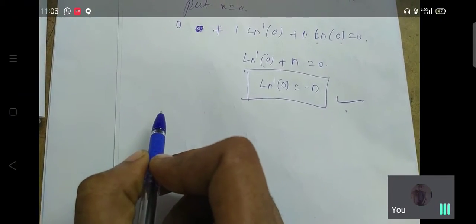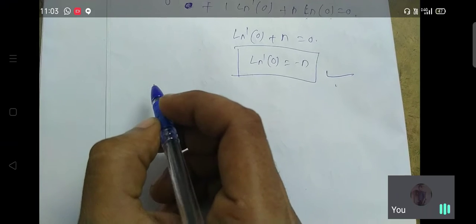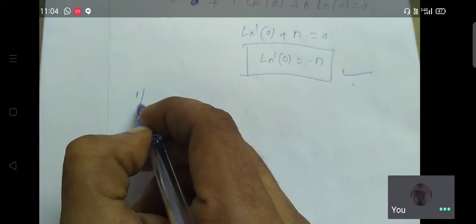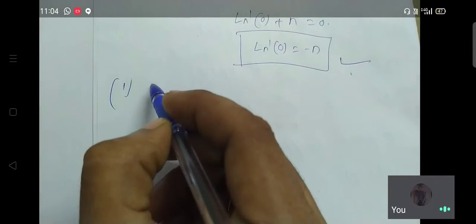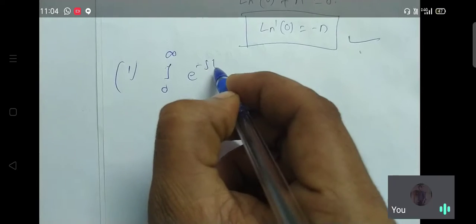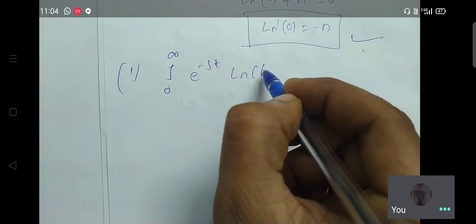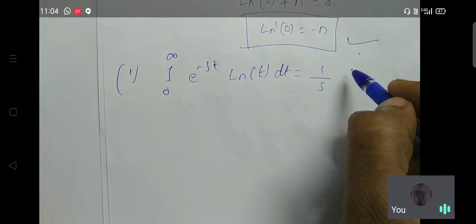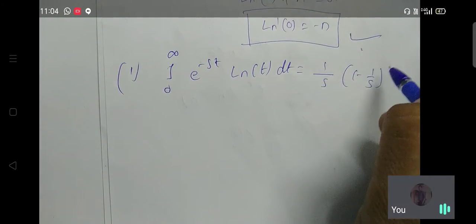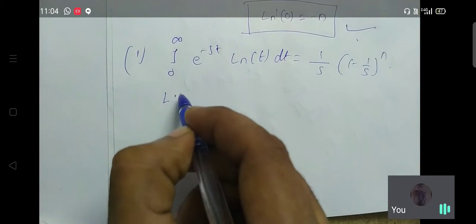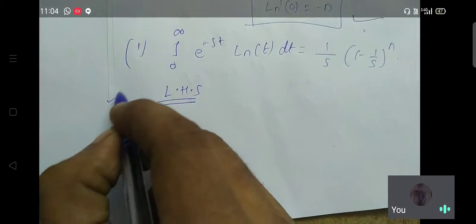So let's solve one more problem based on the Laguerre polynomial. Show that the integral from 0 to infinity of e^(-st) Ln(t) dt is equal to (1/s)(1 - 1/s)^n. So, consider the LHS.